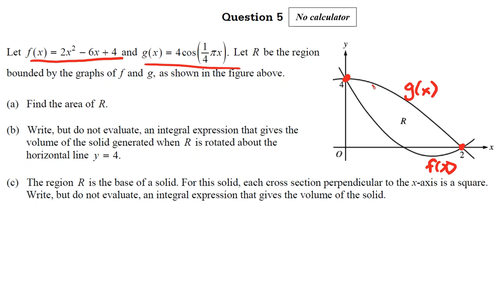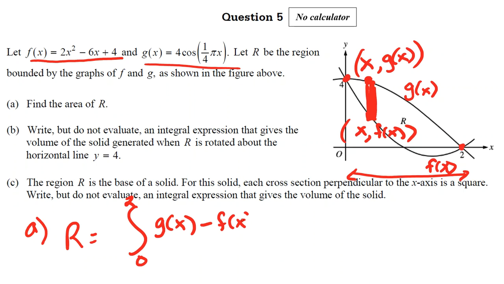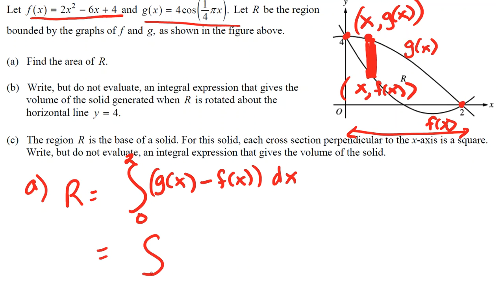So in part A, we're doing the integral, so we're adding up these Riemann rectangles as we move from 0 to 2. So the height of the Riemann rectangle is the distance between these 2 points. So it would simply be g of x minus f of x, top minus bottom. So our region R is all of these rectangles from 0 to 2, g of x minus f of x, and the thickness of each rectangle is our dx. And no calculator, so we have to do the hard work of integrating this. But I think we can handle it.